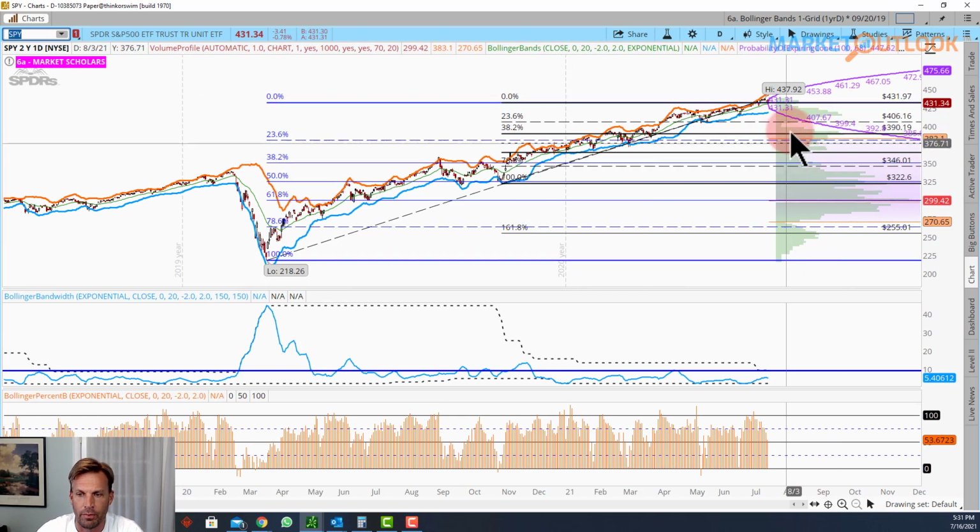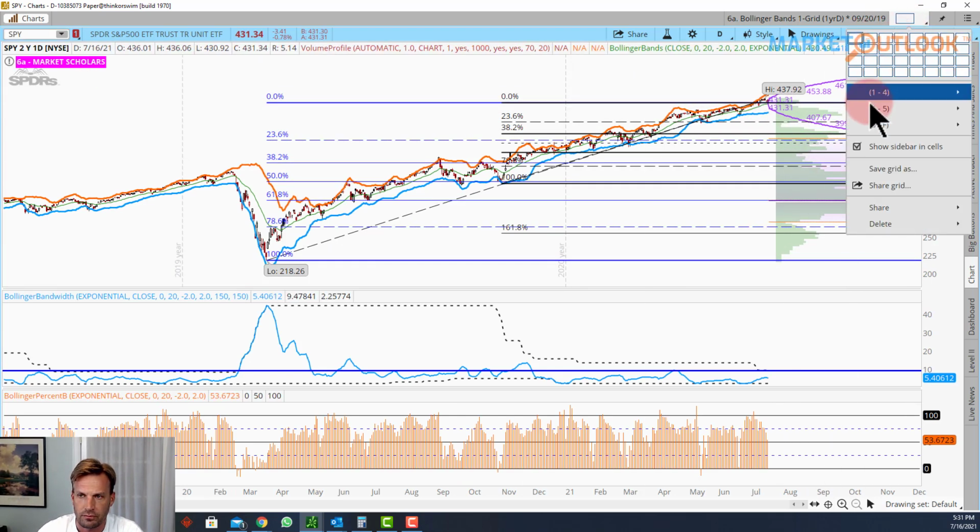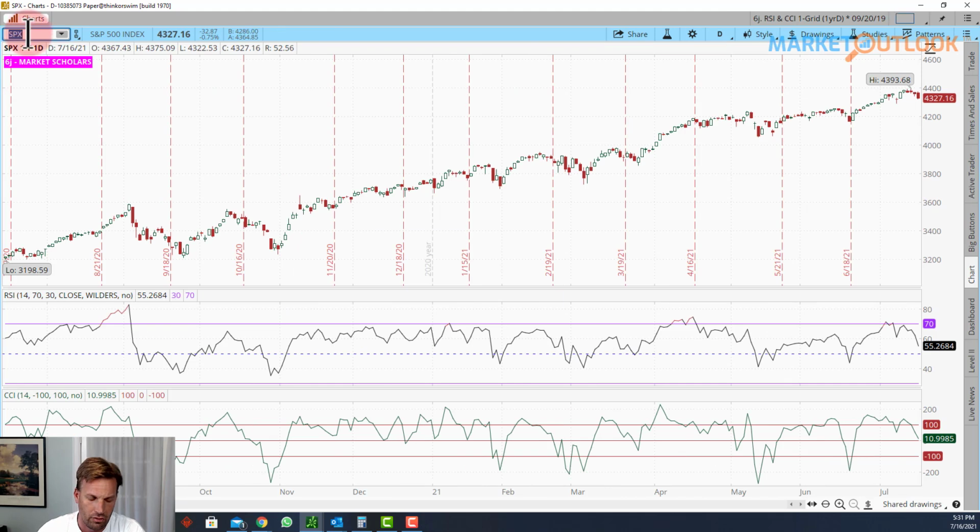Like I said, nowhere near bearishness yet on the S&P. And then, looking at these other indicators, nowhere near bearishness here. We're still above 0 on the CCI. We're still above 50 on the RSI. So, I mean, we're not bullish anymore, but we're not bearish either on this indicator.